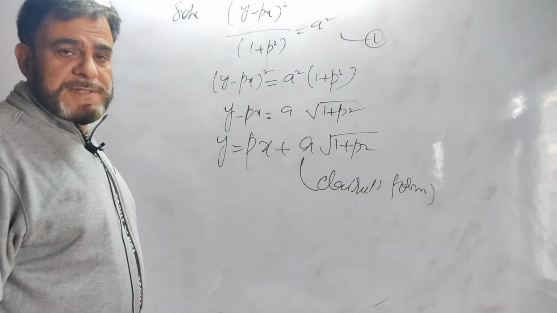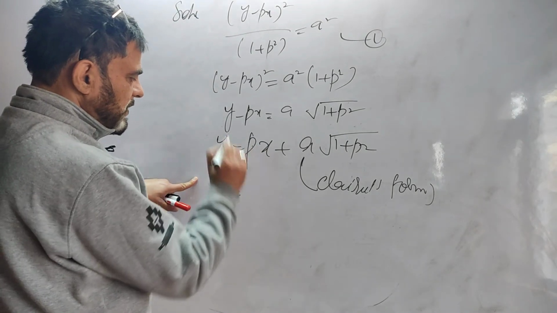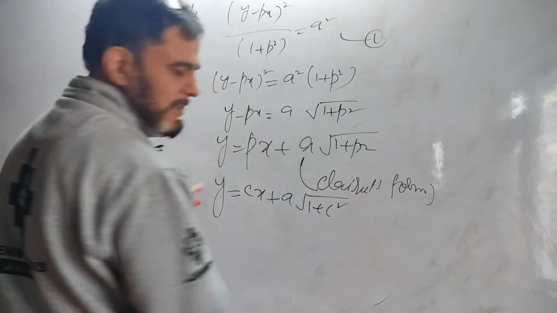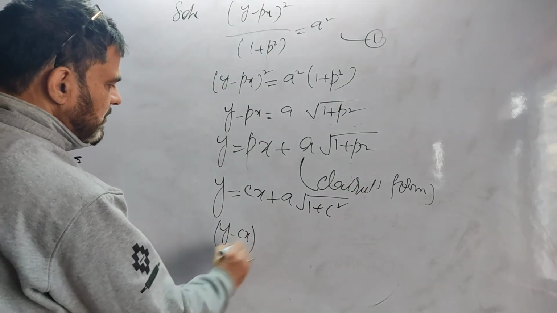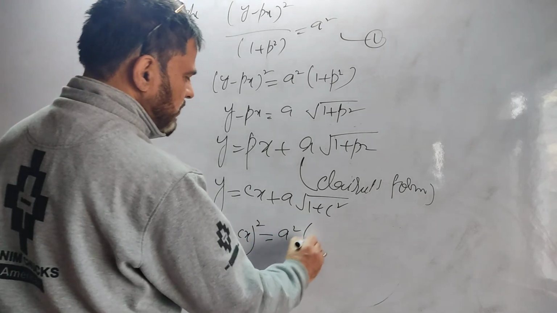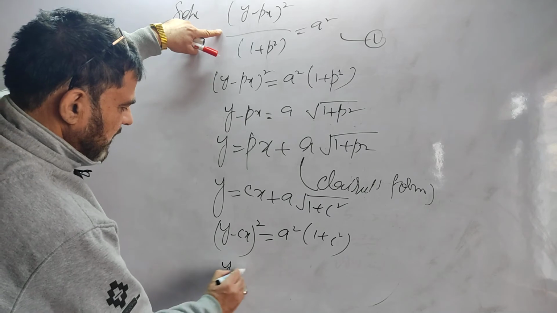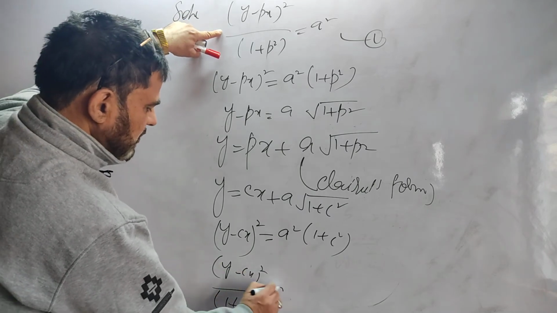It is a Clairaut's differential equation. So what will be the solution? The solution will be y is equal to cx plus a under root of 1 plus c square. You can write it as y minus cx whole square is a square into 1 plus c square. It is the same equation: y minus cx whole square by 1 plus c square is equal to a square.